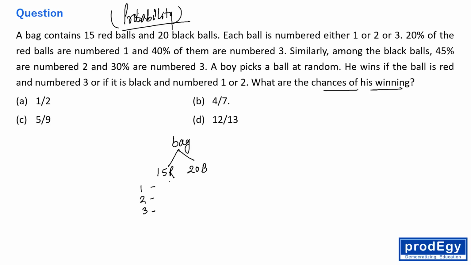Okay, so 20% of the red balls are numbered 1. 20% means 3 red balls are numbered 1. Okay, 40% of them are numbered 3. 40% means 6 red balls are numbered 3. So 6 are number 3, so 6 are left with number 2. Fine.